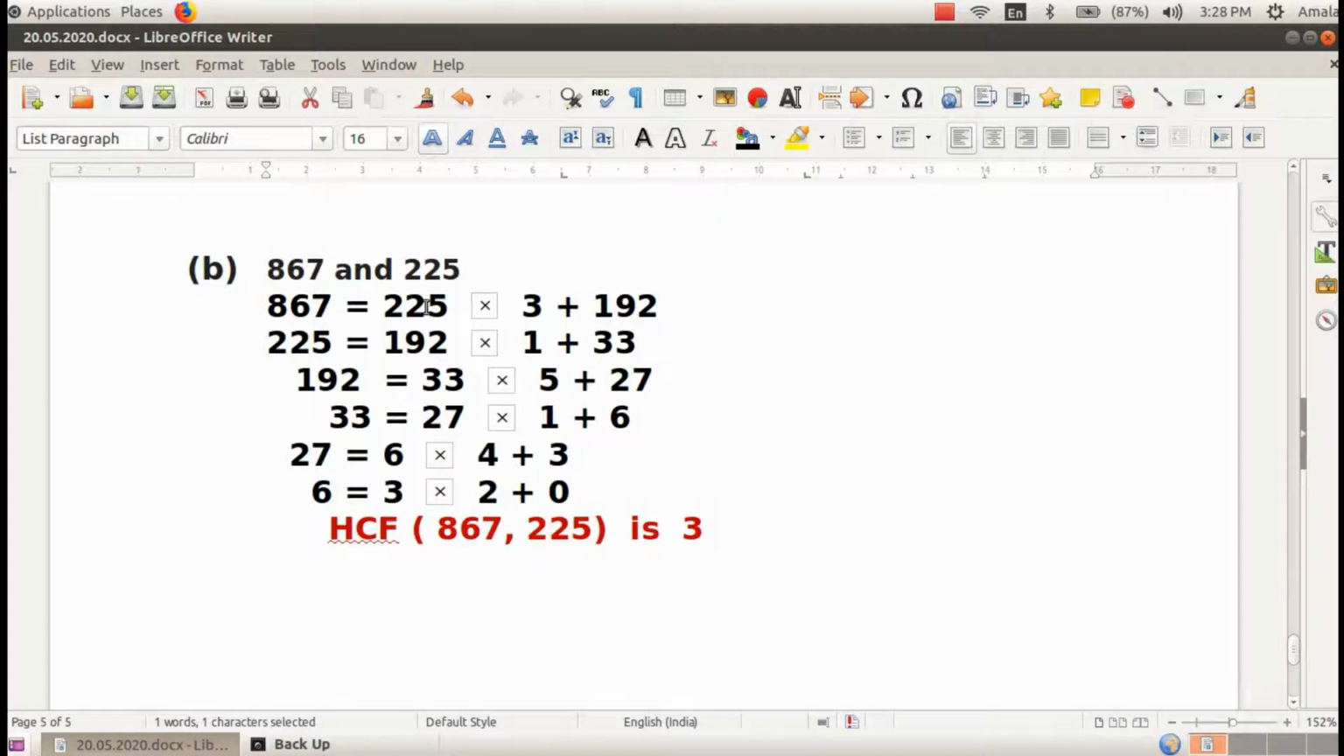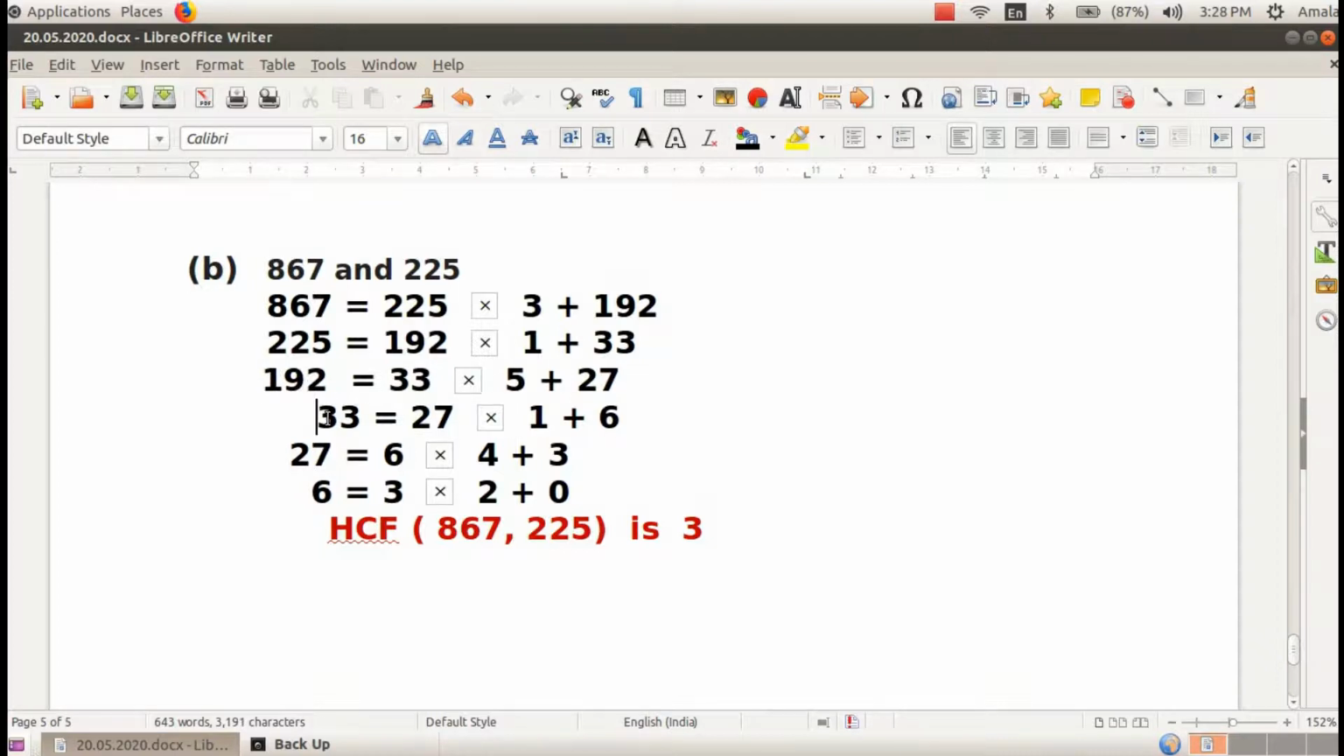In the second step, 225 becomes the dividend and 192 becomes the divisor. In this stage, the quotient is 1 and the remainder is 33. We can continue. In the next step, 192 equals 33 times 5 plus 27. Here also the remainder is not 0, so we can continue to the fourth stage.